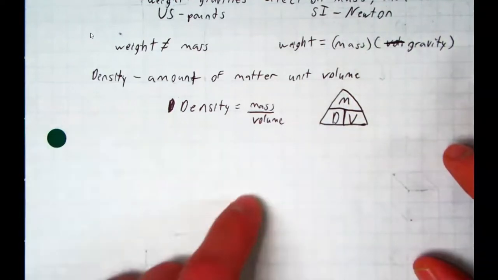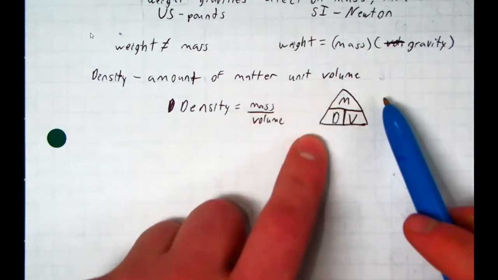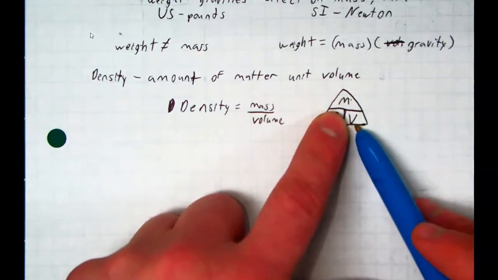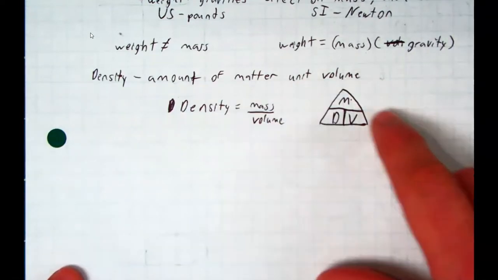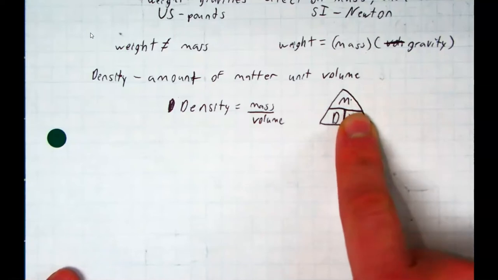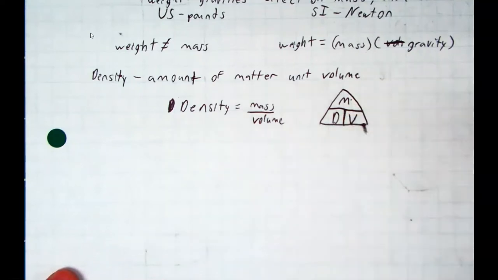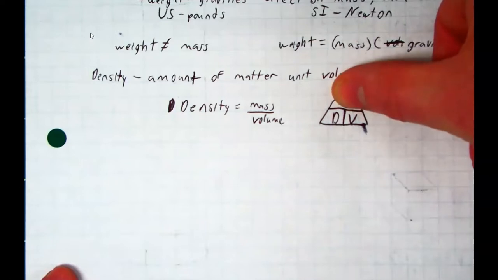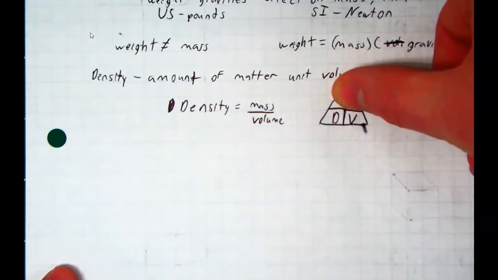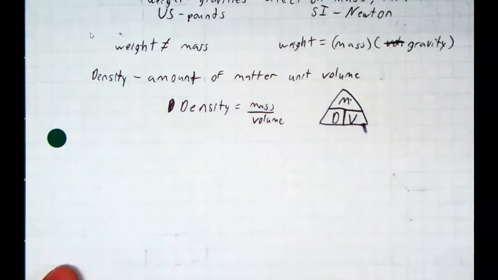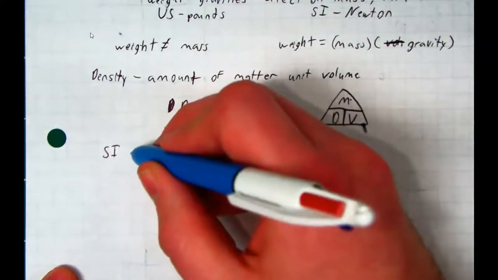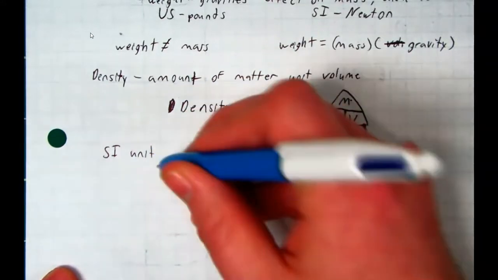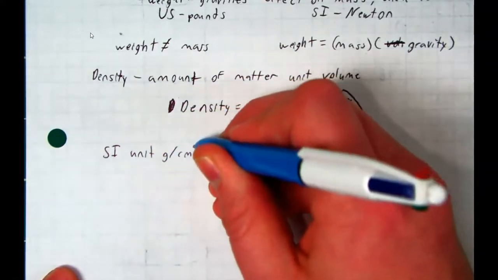If I want to know the formula for D, or density, I cover up what I'm looking for, and I look at it. Mass divided by volume. Very convenient. If I want to know volume, I cover up volume. What's the formula for volume? Mass divided by density. And if I want to know mass, I cover up mass. Density times volume is the formula for mass. Nice and convenient.